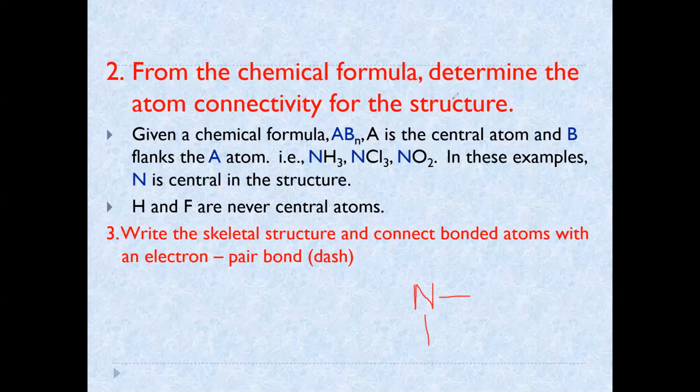I won't do the bonds yet. So I'll just know that nitrogen is my central atom. I'll now put my terminal atoms around it. So 1 hydrogen atom here, another hydrogen atom here, and the 3rd hydrogen atom stays here. So I write the skeletal structure, put my central atom at the center, and put the terminal atoms surrounding my central atom. That is step 2 done. And step 3, we now add the dash, the bond, we make the bond formation.